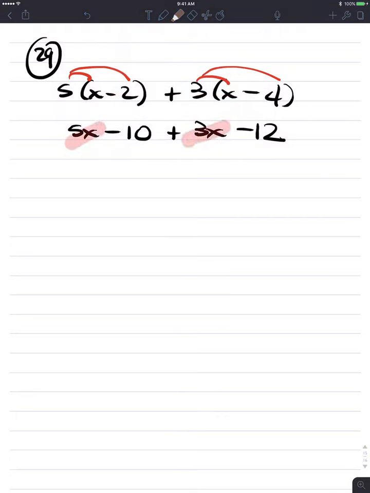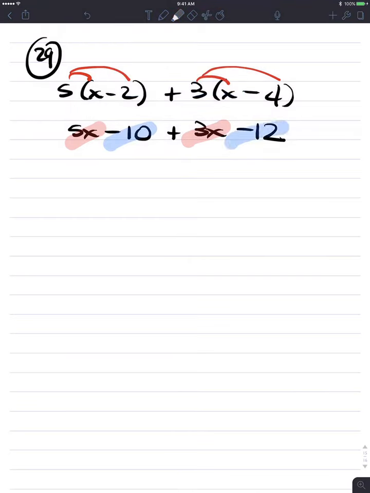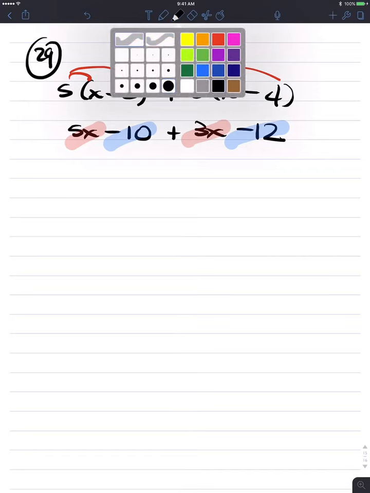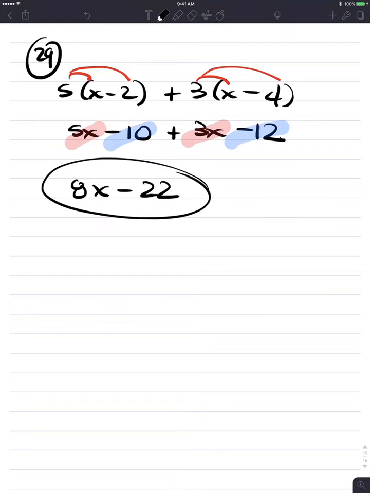5x and 3x can be combined for 8x. Negative 10 and negative 12 can be combined for negative 22. So we get 8x minus 22. You are done.